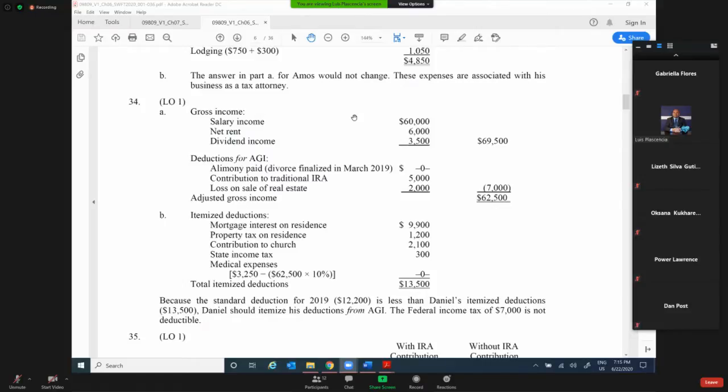Again, we walked through the steps before. Salary, that's gross income. Rental income, that's income. Dividend income, that's income. So step by step, gross income minus deductions for AGI. We figure out whatever's in gross income, then we subtract the deductions for AGI. Alimony paid, remember I said no longer deductible. Contribution to traditional IRA, deduction, right? Loss on the sale of real estate, that's a capital loss. The most they can deduct is $3,000. It's a $2,000 loss. So 69,500 minus 7,000, their adjusted gross income is 62,500.